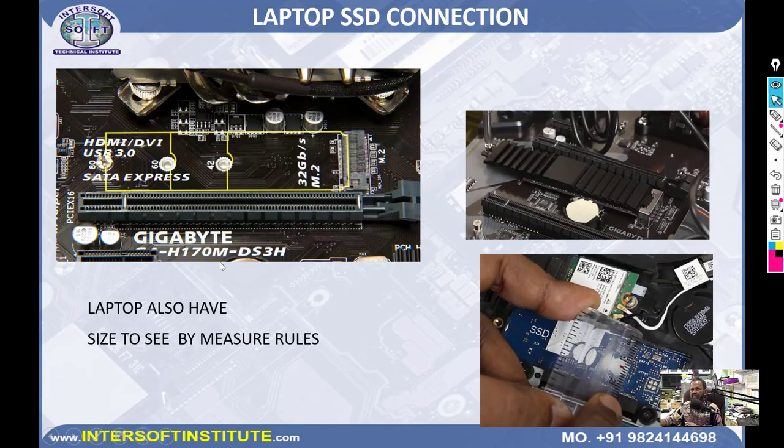Now we will see the laptop. There is a small NVMe also and a big one also. In a desktop motherboard, you will find a slot like this, the M.2 slot.